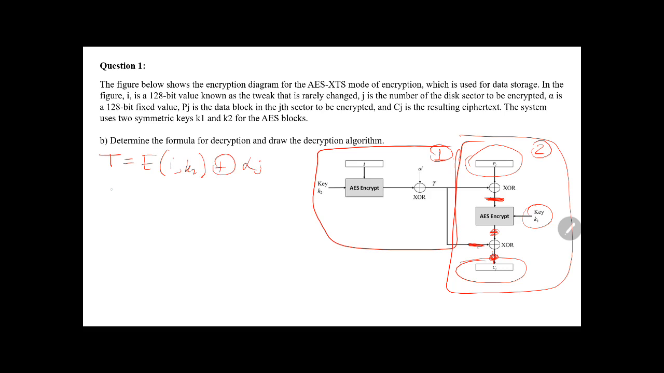And what we will do here, we want to get the PJ, which is the plain text. So PJ will be equal to CJ XORed with T, and then it goes to a decryption block here. So it will be CJ XORed with T, and this goes to a decryption block with key K1. And then we XOR all this here with the same T.